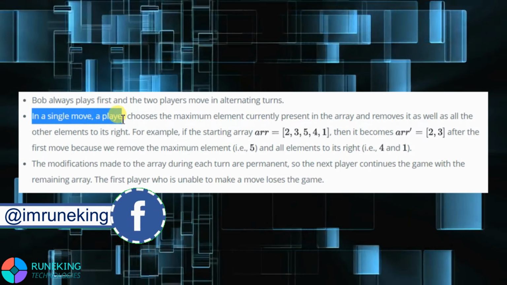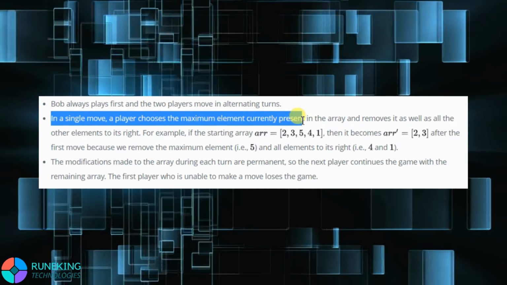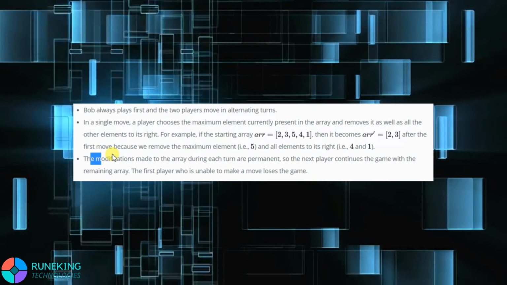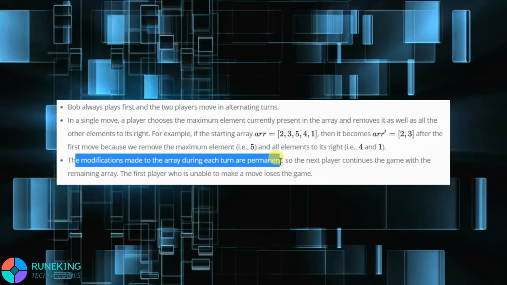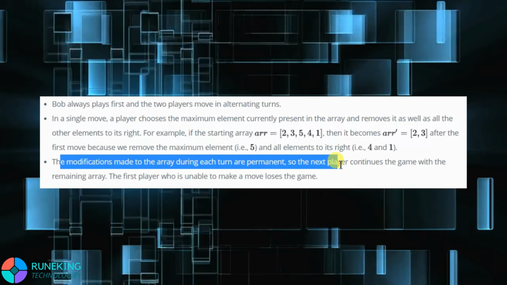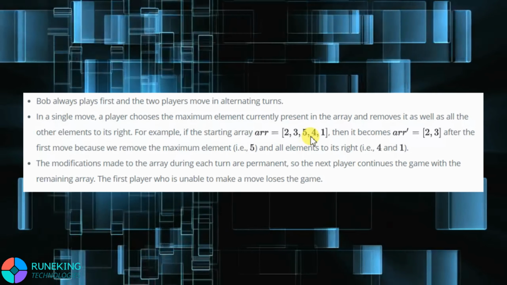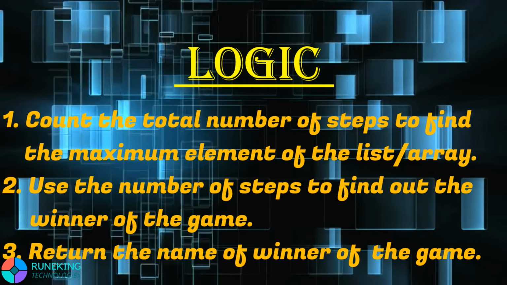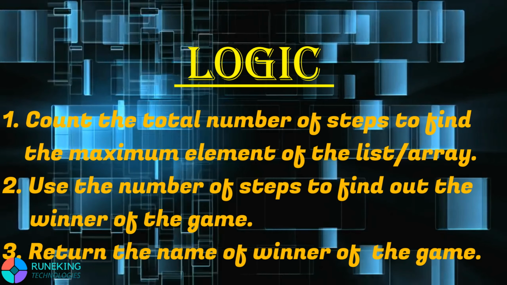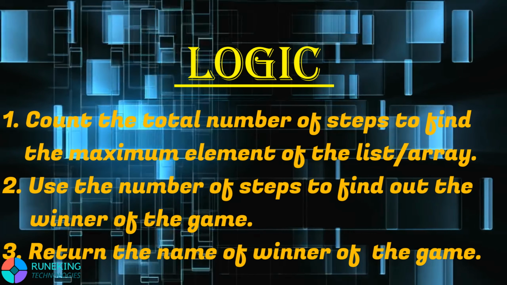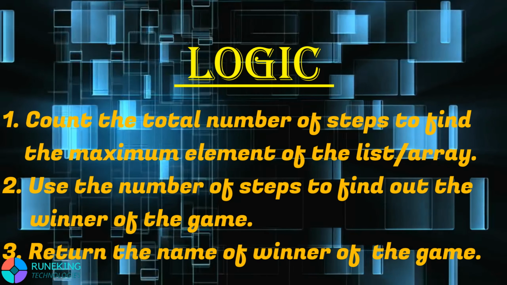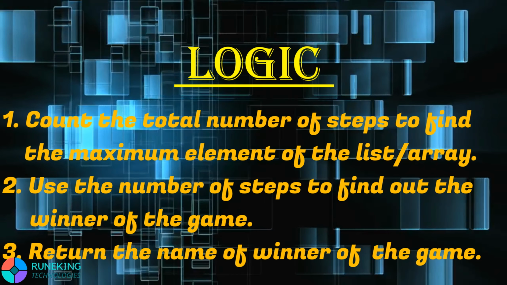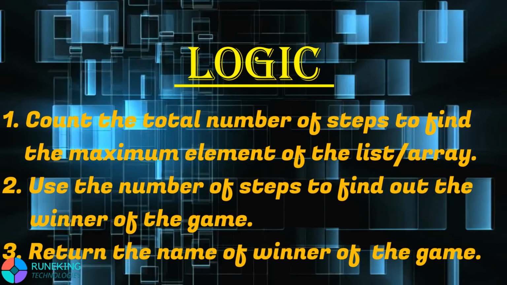According to the problem statement, a player chooses the maximum element currently present in the array and removes it as well as all the other elements to its right. The modifications made to the array during each turn are permanent, so the next player continues the game with the remaining array. So we will use this concept to build our logic. Our logic will be to count the total number of steps by which we can get the maximum element of the array while traversing from left to right. When we get the total number of steps, then we can easily calculate who will win or who will lose the game.